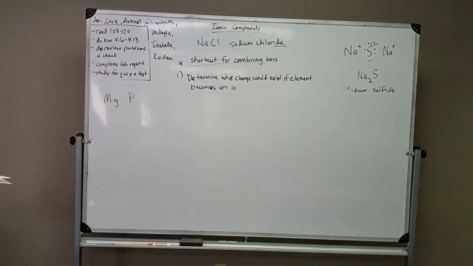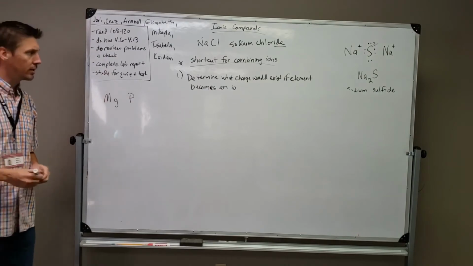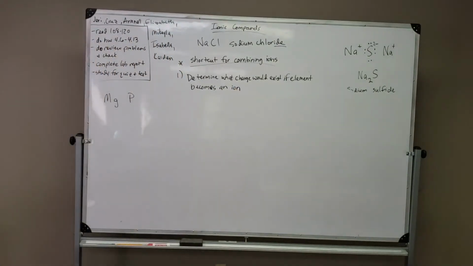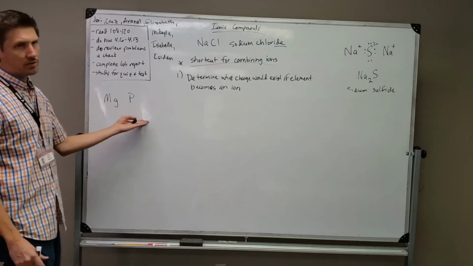Okay? So magnesium is in column what? We just said that was column 2. I'll let you guys finish. I'm sorry. You're writing down. This is not IO, this is ion. Becomes an ion. So we're trying to see how magnesium and phosphorus would combine.